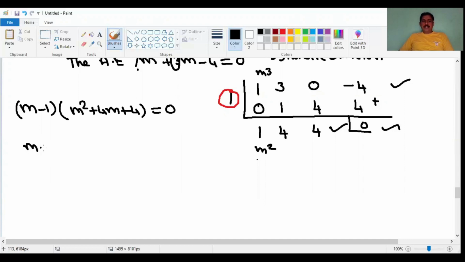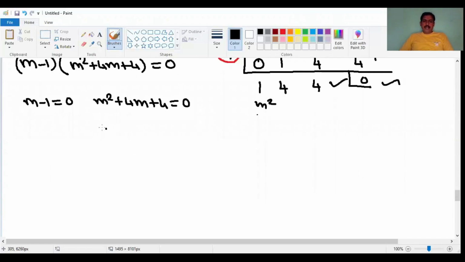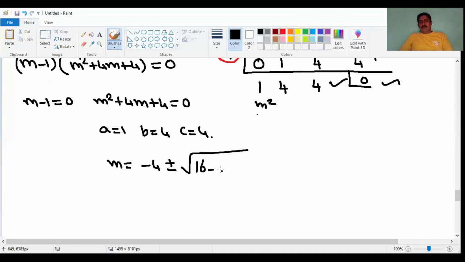Now we can write this equation as either m minus 1 equal to 0 or m square plus 4m plus 4 equal to 0. Now we can write here your a value is 1, b value is 4, c value is 4. Apply in the formula: minus b, that is minus 4, plus or minus square root of b square minus 4ac. So I have substituted the values here. A value is 1.